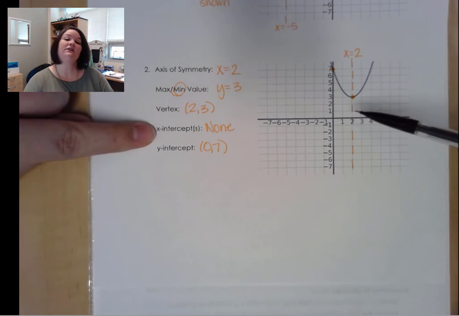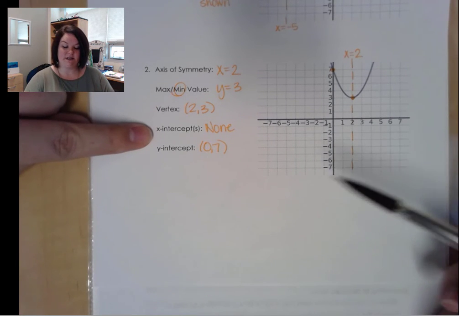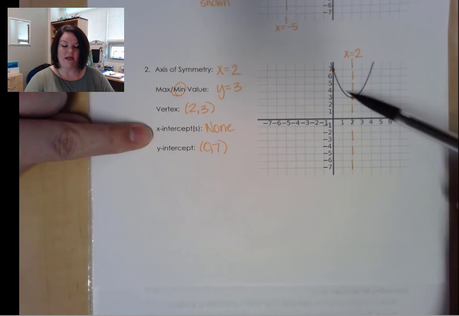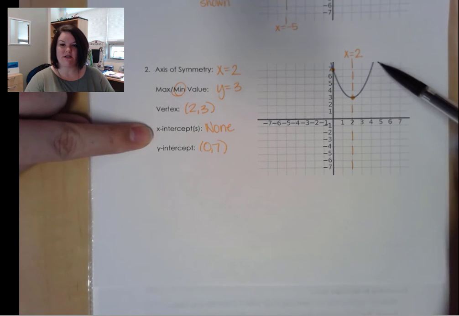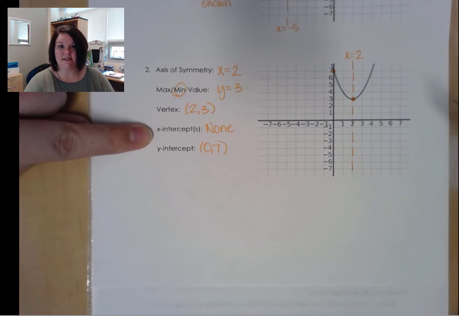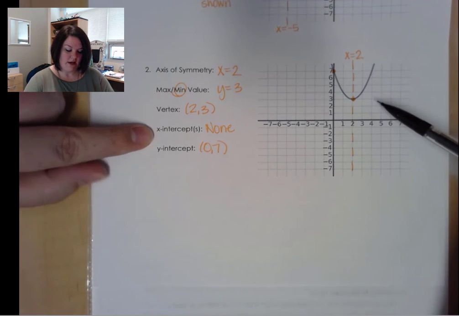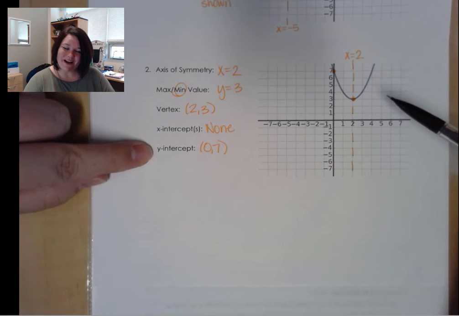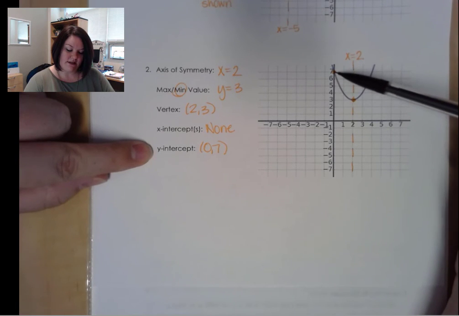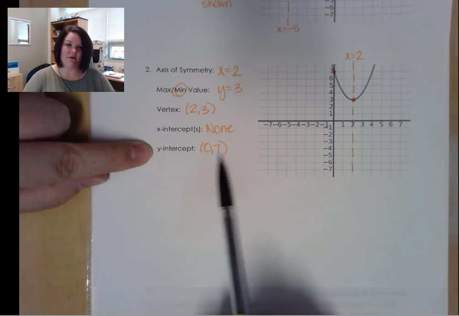Now here we can clearly say that there's not going to be any x-intercepts because this is a parabola opening upward. These lines are never going to magically curl back around and hit the x-axis, right? So there's no x-intercepts for this parabola, but there is a y-intercept. There's always a y-intercept, and we can see here clearly that it's going to cross at 7. So we write that as an ordered pair 0, 7.